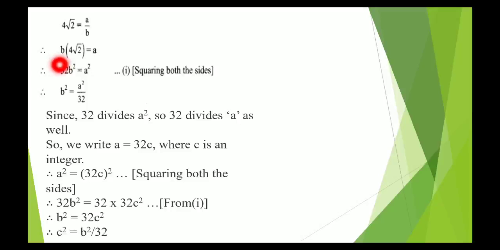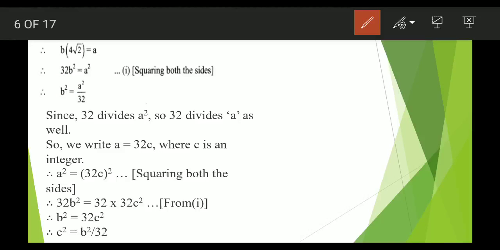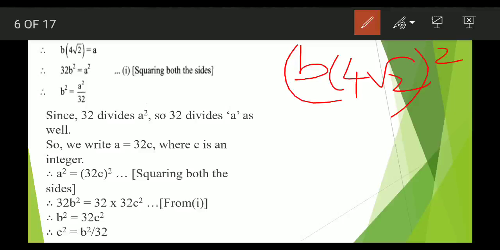I am bringing this b on the right hand side. On the left hand side, we have b in the denominator. When we bring it on the right hand side, it will go to the numerator. So our equation becomes b times 4 root 2 is equal to a. I am squaring both the sides and I am making this statement as equation number 1. When I do the squaring, I have b 4 root 2 square is equal to a square.